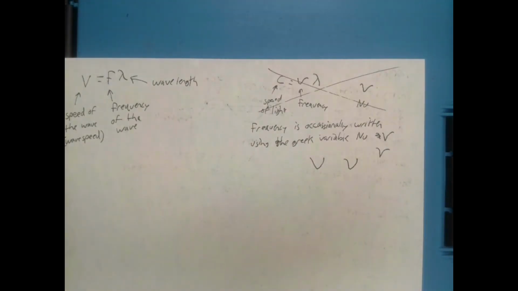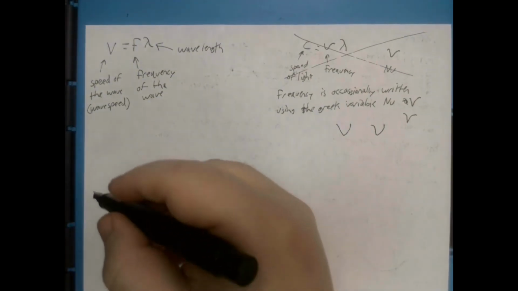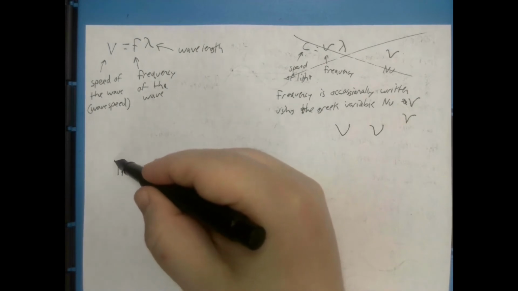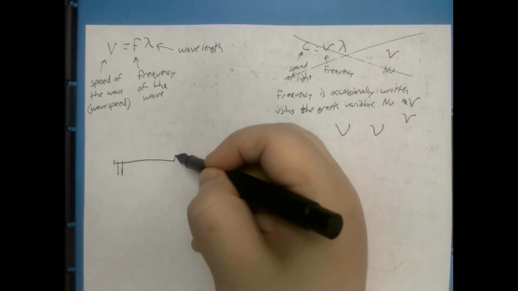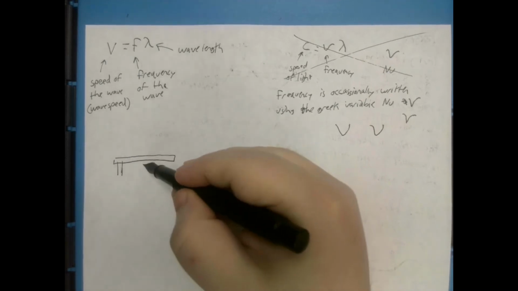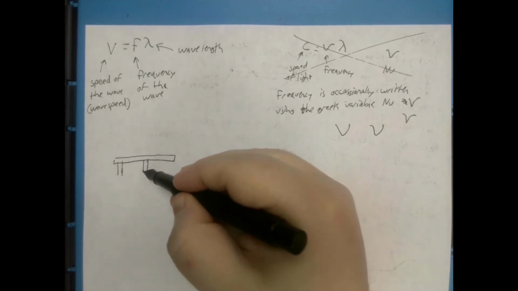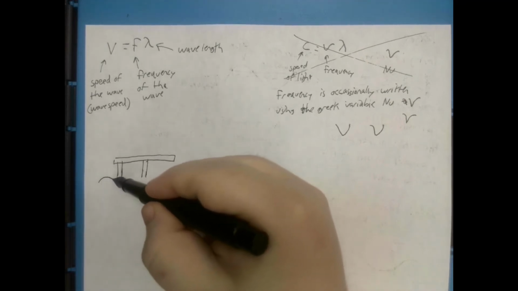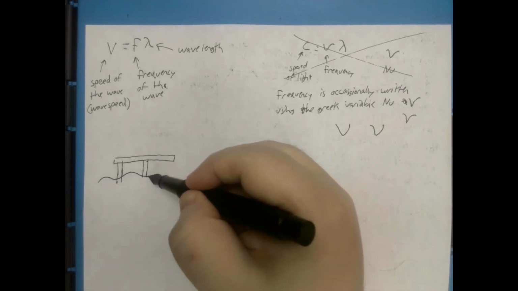So let's do an example. Let's suppose we have a dock by the beach. And we have a water wave passing by it.